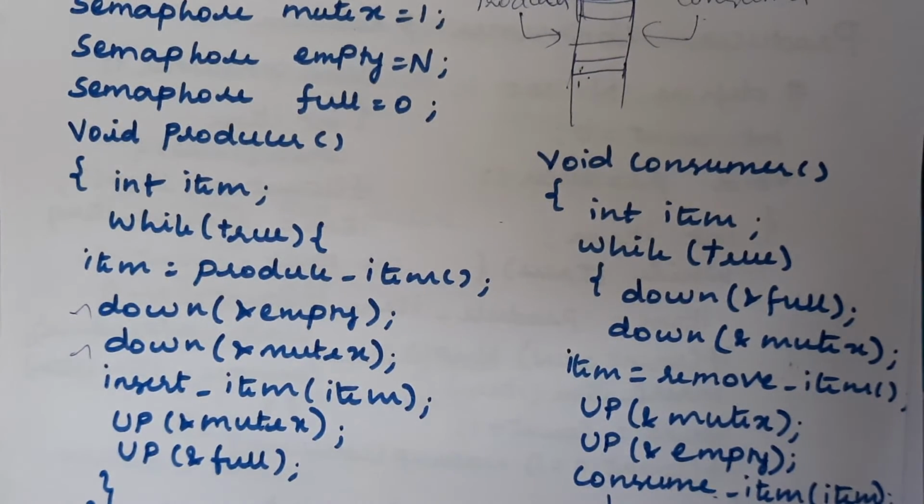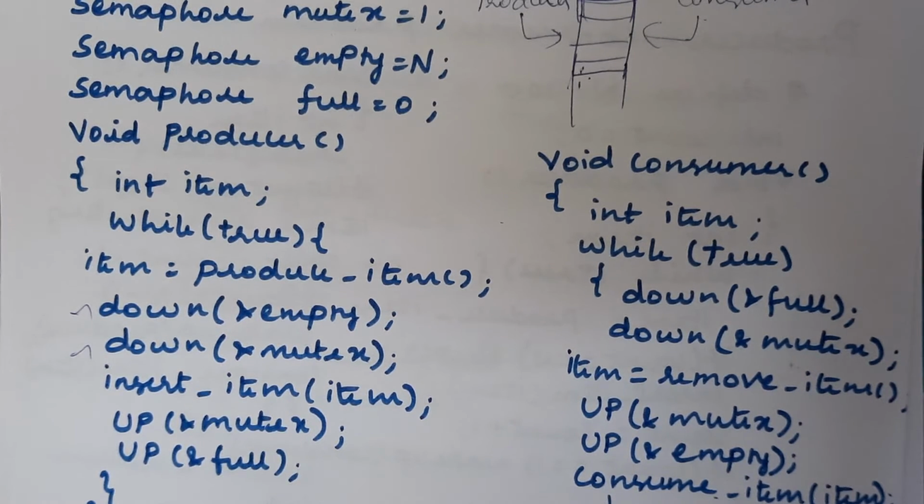And down of mutex, which means the mutex value is equal to 0. What does that mean? Initially we gave its value as 1, and if it is 0, some other process is already using the common data, so this particular process cannot access it. That is the meaning of down of mutex. If it is 0, some other process is already accessing the common data.